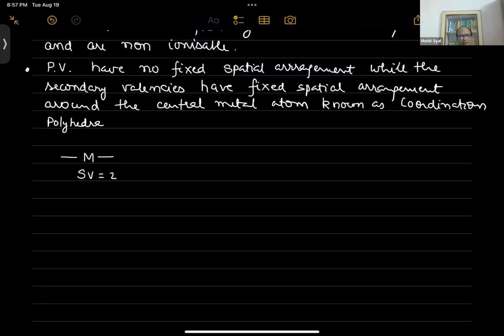I'm also writing their shapes. Got it? And suppose if the metal is having three ligands, the secondary valency is 3, and the coordination polyhedra has the metal and the 3 ligands connected to it. This is trigonal planar. The arrangement is known as trigonal planar.